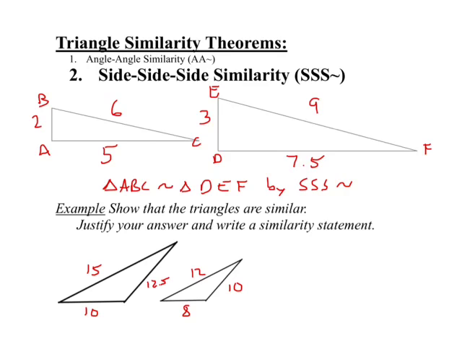Let's say we've got two triangles, and we're given all the sides here. We don't know anything about the angles, but we know the sides are given to us, and we want to know if these sides are proportional. That's what we've got to check. So let's check that out.